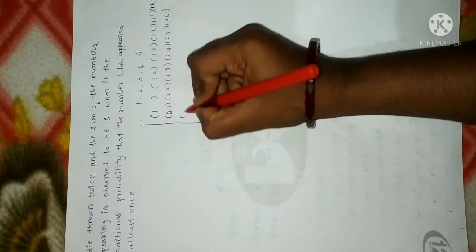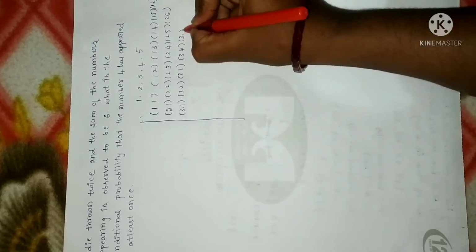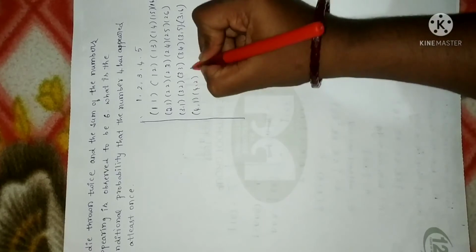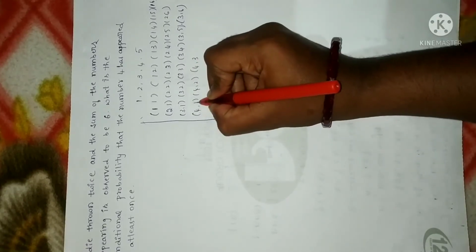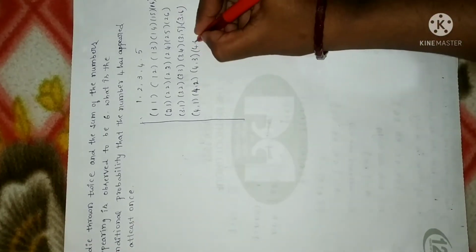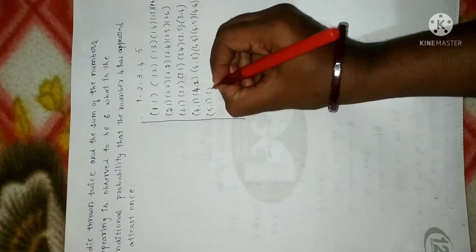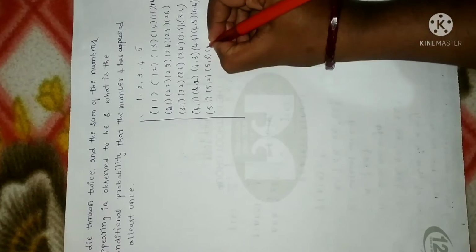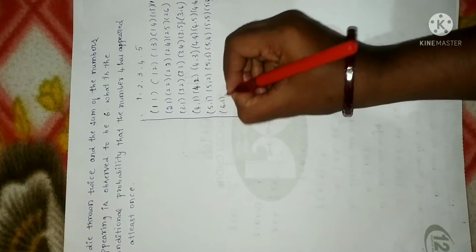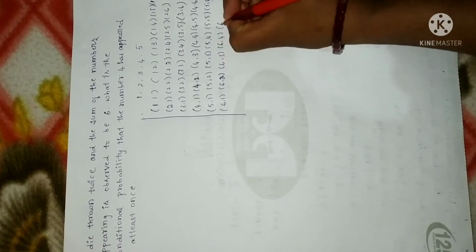I am just writing the possibilities. Similarly, 3 1, 3 2, 3 3, 3 4, 3 5, 3 6. Similarly, first throw 4, 4 1, 4 2, 4 3, 4 4, 4 5, 4 6. Similarly 5 1, 5 2, 5 3, 5 4, 5 5, 5 6. Similarly 6 1, 6 2, 6 3, 6 4, 6 5, 6 6.